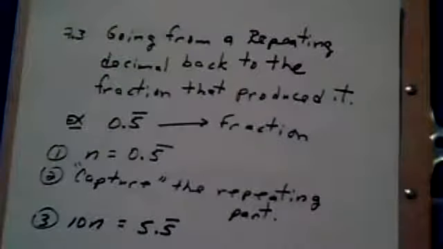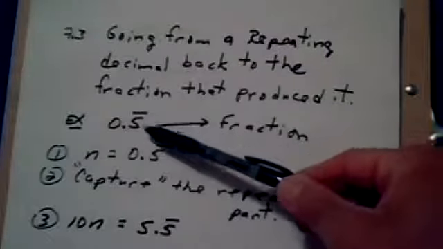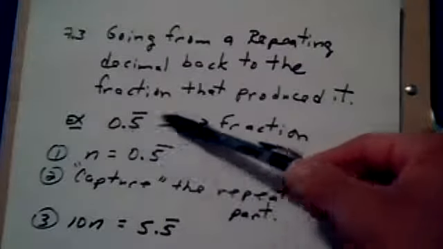Going from a repeating decimal back to a fraction that produced it. How do you go back to the fraction that produced the repeating decimal? Or what fraction produced this repeating decimal? So here's the number, and we would like to know which fraction produced that when you divided it. So this would be 0.555 to infinity.